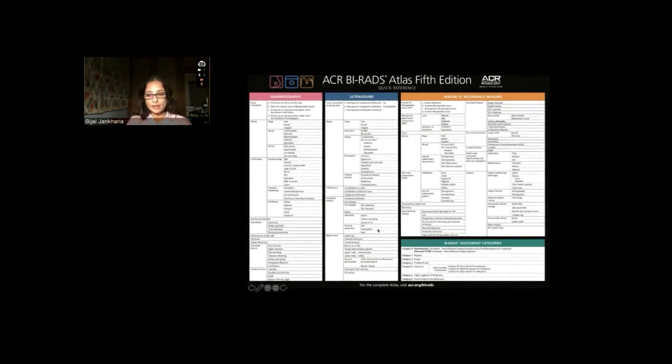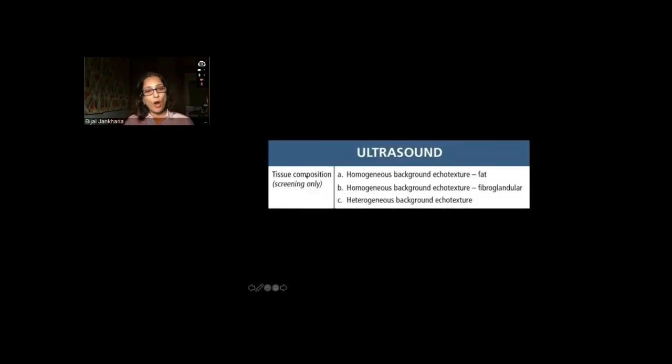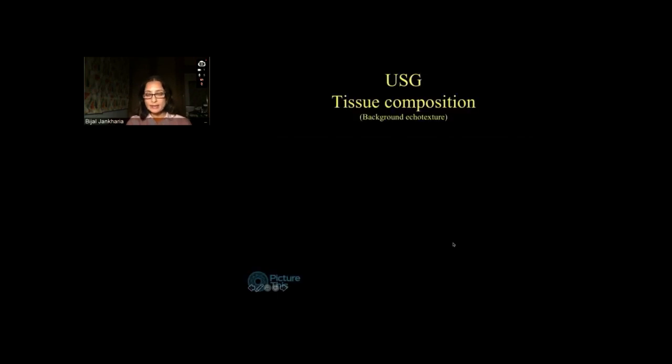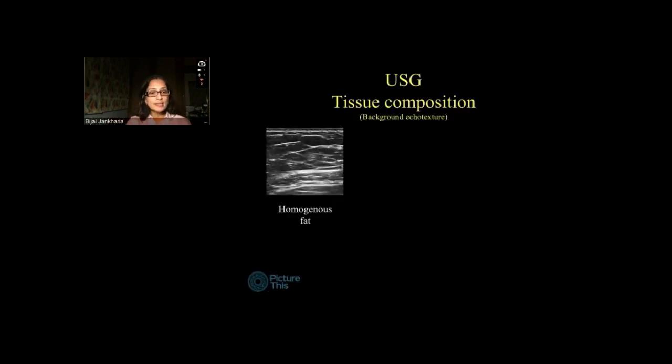So ultrasound is what we are going to be talking about today. It looks like a busy slide, but we are going to deal with it one by one. In patients of screening only, we should be mentioning tissue composition, and then we talk about it as homogeneously fat. This used to be called background echo texture before, but now it's called tissue composition in the present BI-RADS. And this is homogeneously fat.